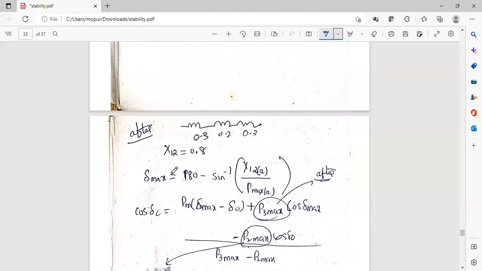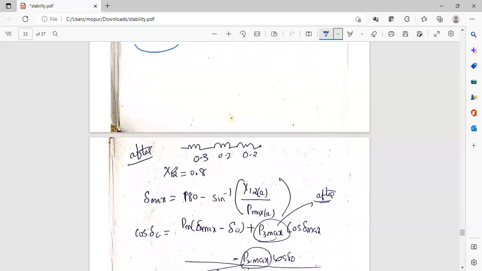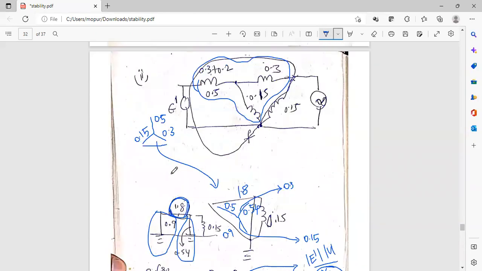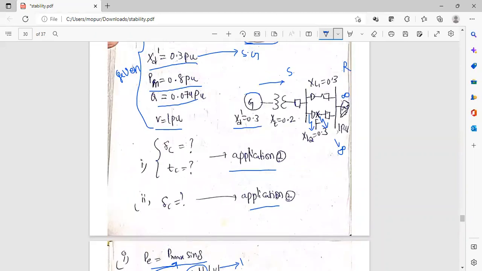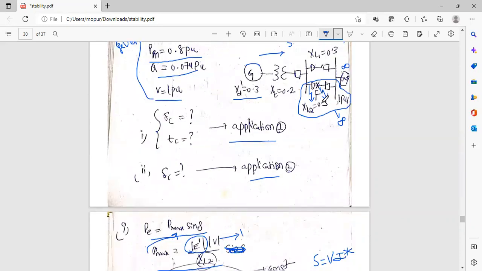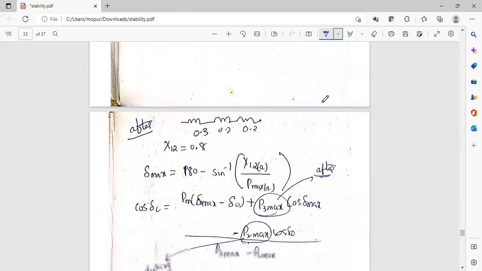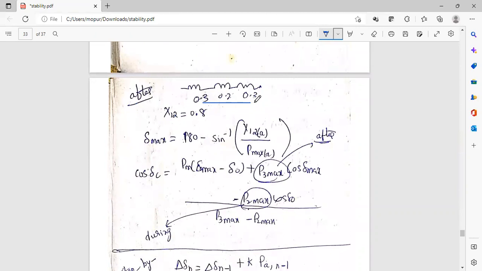Now let us move on to after condition. After fault happens, what will happen? This complete line will be isolated. So this complete line isolated, now this line is removed. So we had 0.3, 0.2, 0.3. So remove this line completely and take the remaining impedance as the X12 after fault condition. 0.3 plus 0.2 plus 0.3. That is for after fault condition. 0.3, 0.2 and 0.3. So 0.8 you will get.